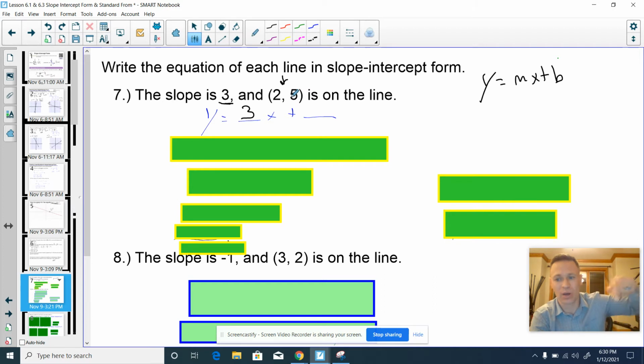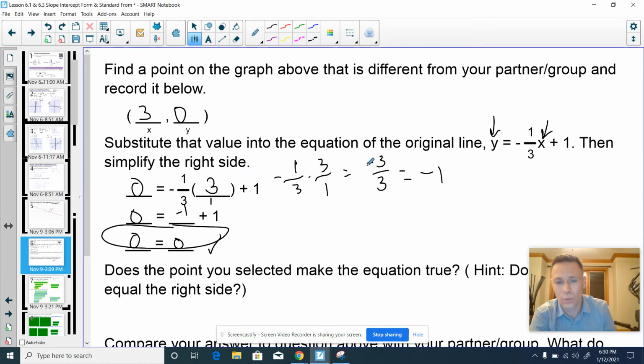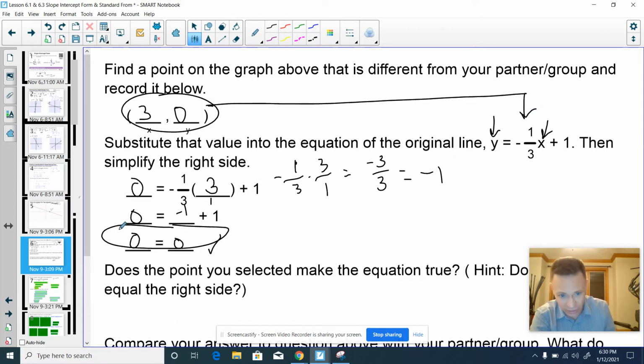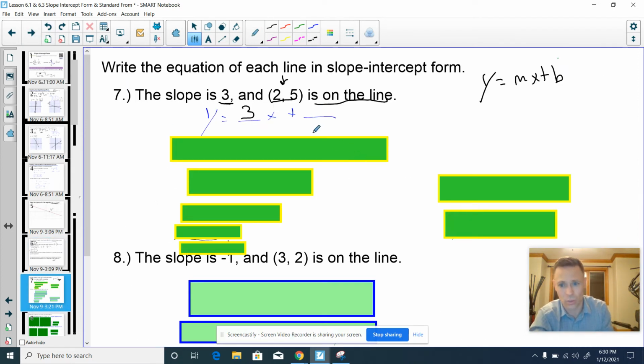And here's where that last part comes into play. This point, 2, 5, is on the line, okay? And notice in the last slide, we took that coordinate point, 3, 0. We substituted those values into the equation for the line, and we got a true statement. That means we can use a point on a line to solve for something that's missing. Well, what are we missing now? We're missing a y-intercept. So what are we going to do? We're going to take a point that's on the line and substitute that in for x and y. So this is the x value that's going to go in for x, right there. And this is the y value that's going to go in for y, right there.